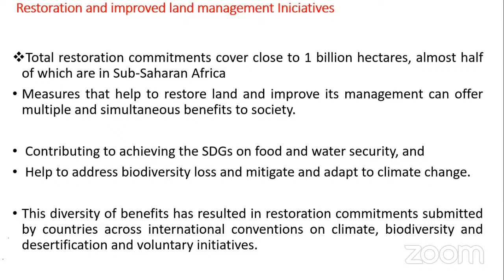Measures that help to restore land and improve management at multiple scales will benefit our society. So it will directly contribute to achieving the desired sustainable development goals, one of which is the food security issue. The second one is the water security issue. If we manage our landscape very well in a systematic manner, we can easily attain our requirements of food security and water security.